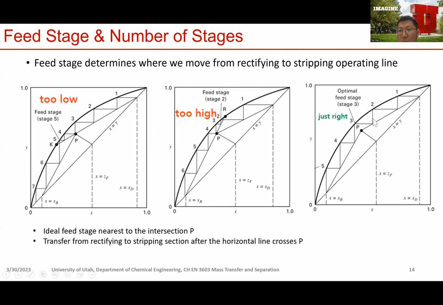So in this case, how do we know stage 3 is optimal? Because when I'm doing this step off, from this point to this point, you basically cross the P point, the X coordinate of this line crosses the P point. So that's when I realized I should step down to the other operating line, which means I need to place stage 3 here in order for that switch to happen.